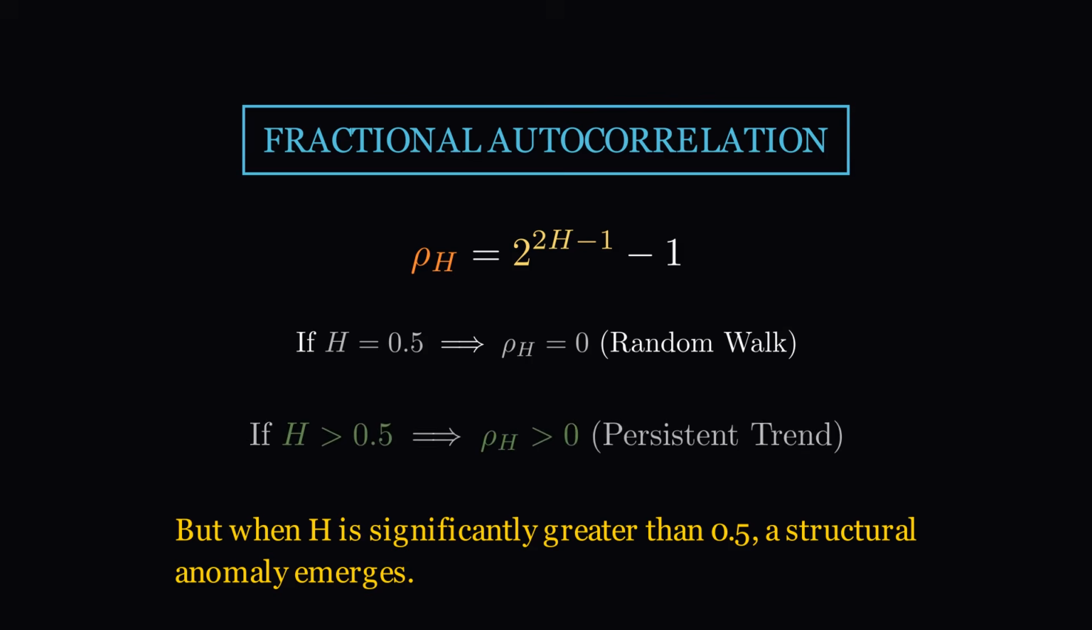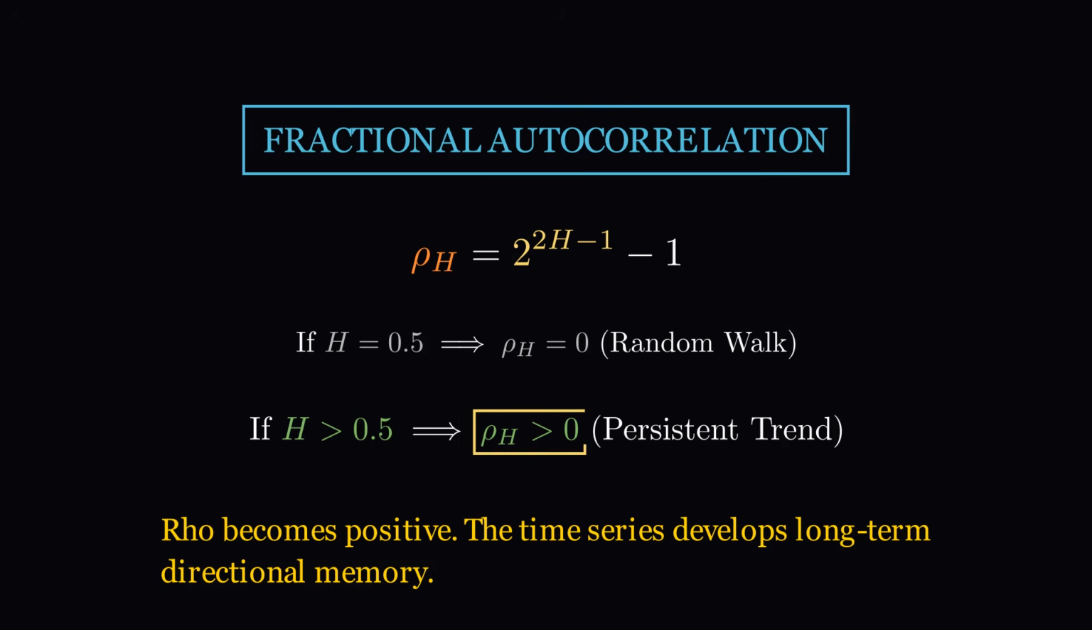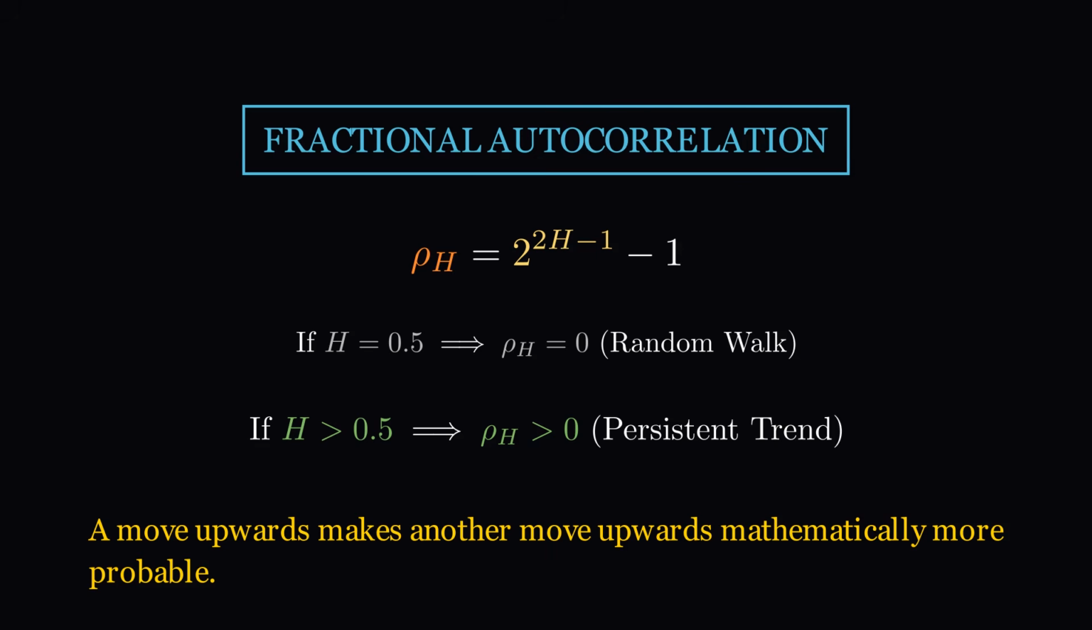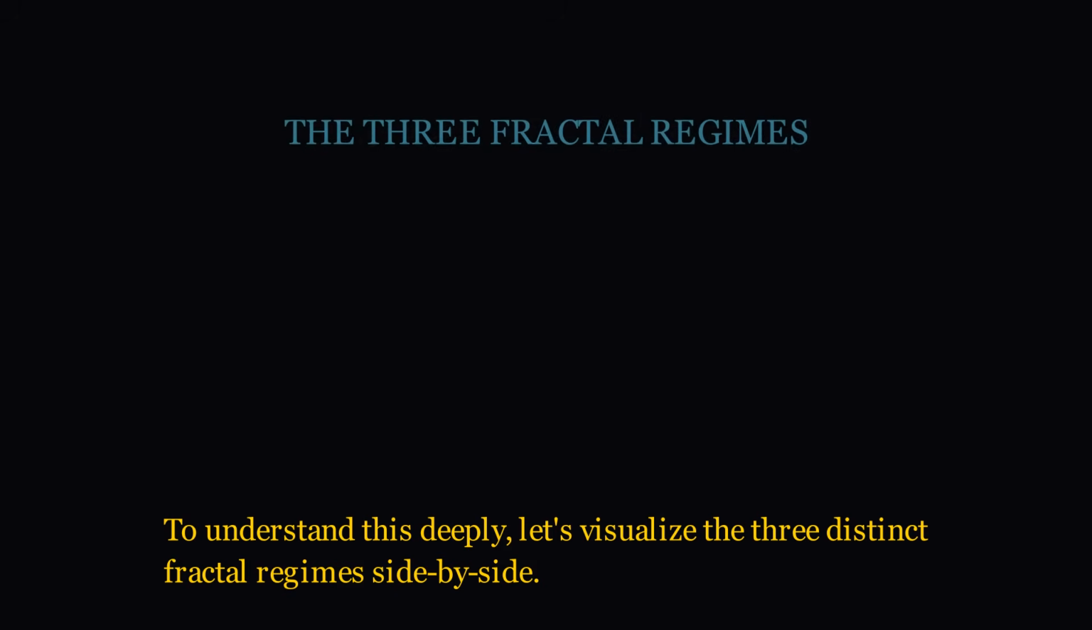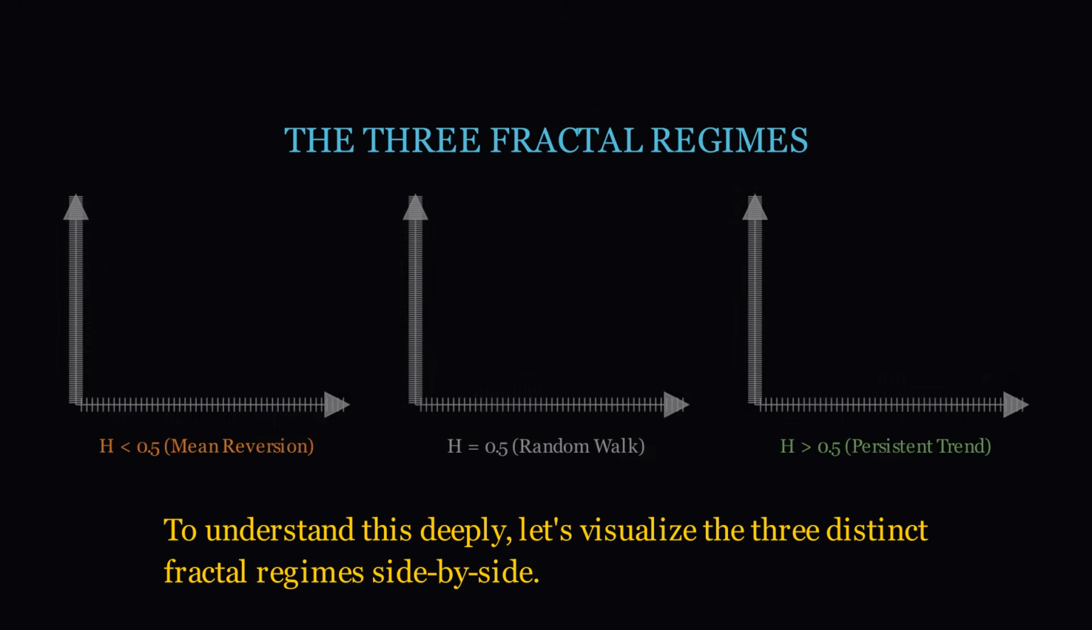But when h is significantly greater than 0.5, a structural anomaly emerges. ρ becomes positive. The time series develops long-term directional memory. A move upwards makes another move upwards mathematically more probable. To understand this deeply, let's visualize the three distinct fractal regimes side by side.